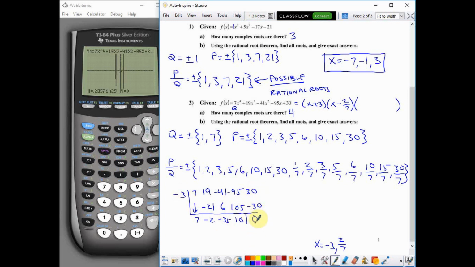Remainder 0 is very important. If I don't get a remainder of 0, I have a problem because I already said x plus 3 is a factor. So when I divide using a -3, I better get a remainder of 0. What this gives me is a constant, x, x squared, and x cubed. I need to keep doing it until I get an x squared. So I'm going to divide again using 2/7.